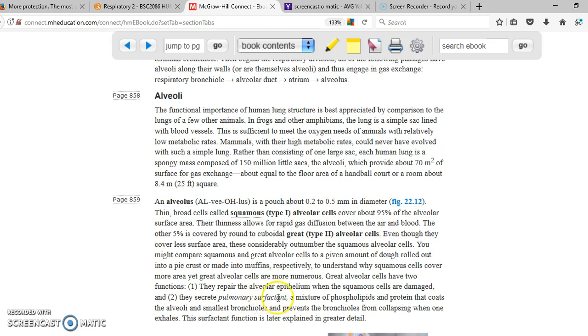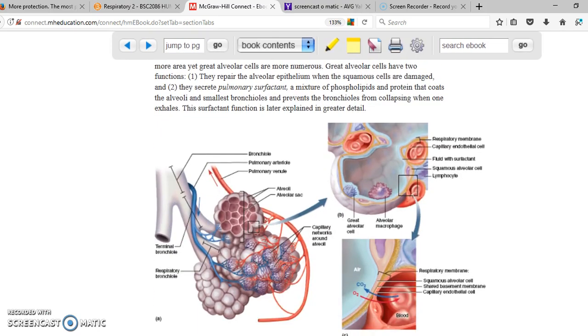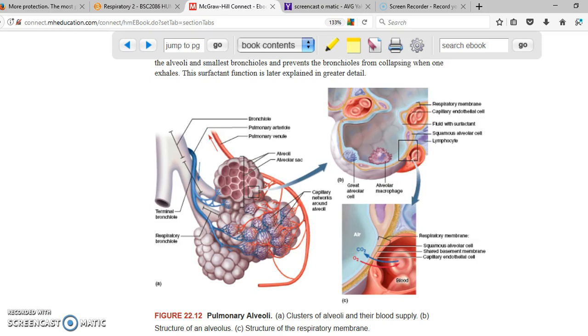This is a very important substance. When you have a balloon and you put water on the balloon and then you remove the water, the balloon is very hard to inflate because the water will collapse the walls of the balloon, and when you try to inflate them, it's going to be very hard for these walls of the balloon to open up. Same thing in here. The alveoli must be open to allow the air to go in.